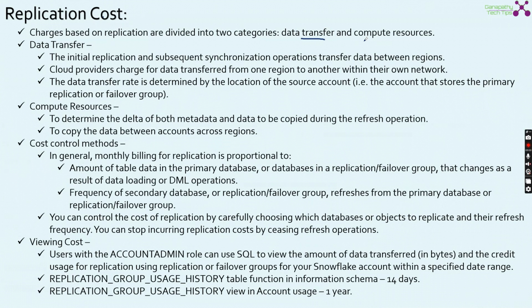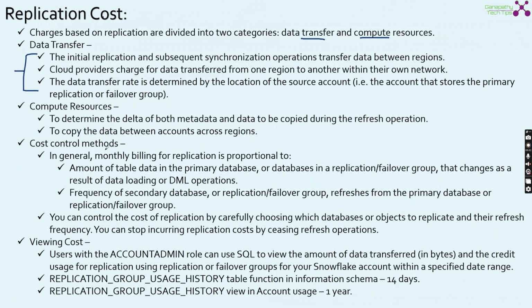Obviously, for data to be processed and transferred, we will be in need of compute resources. So both things. Data transfer: the initial replication and subsequent synchronization operations transfer data between regions. Right? Cloud providers charge for the data transferred from one region to another within their own network. The data transfer rate is determined by the location of your source account, that is, the account that stores the primary replication or the failover group. So based on these three factors, your data transfer cost for replication will happen. Compute resources: to determine the delta of both metadata and data to be copied during the refresh operation, and to copy the data between the accounts across the regions.